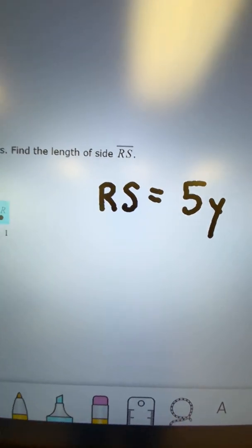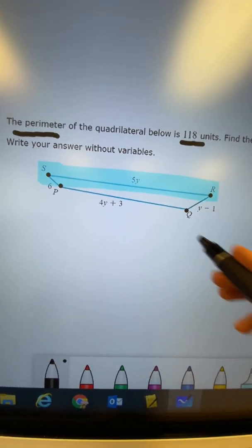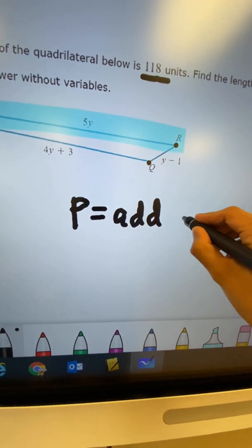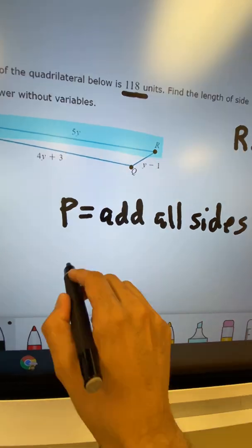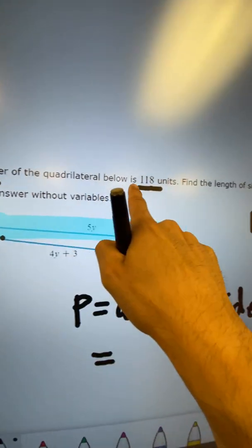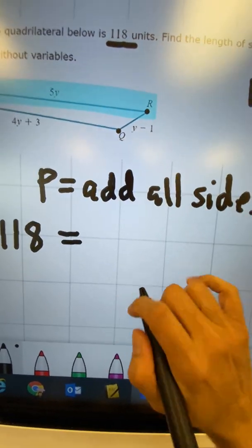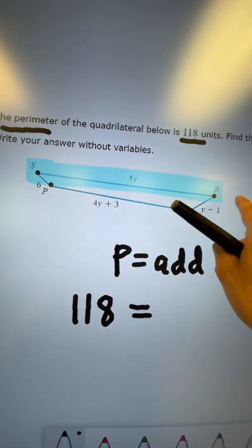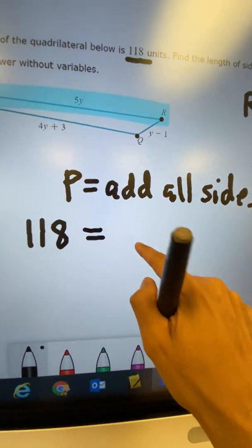And I'm also going to show you at the end how to check your work to make sure you got the correct answer. So similar to how we set up the other ones, we know that the perimeter is found by adding all the side lengths. So add all the side lengths to get the perimeter. How much is the perimeter? The perimeter is 118. And I'm going to do the setup for this a little bit differently because, again, notice that they gave us letters to represent each side. Like this is RS, this is SP, PQ, and QR. I'm going to write those down.